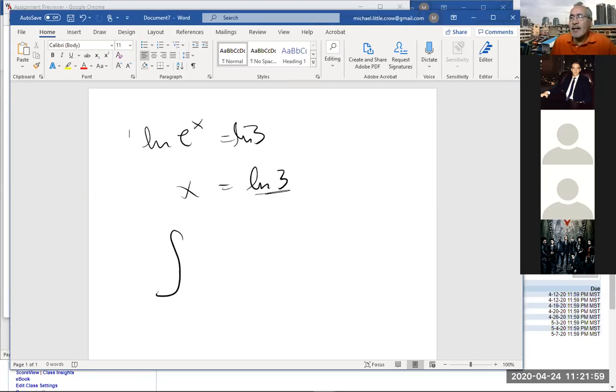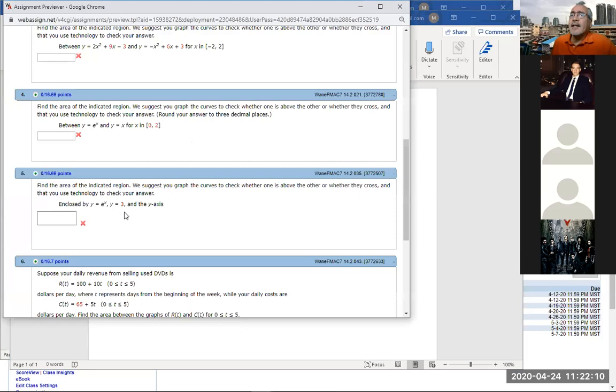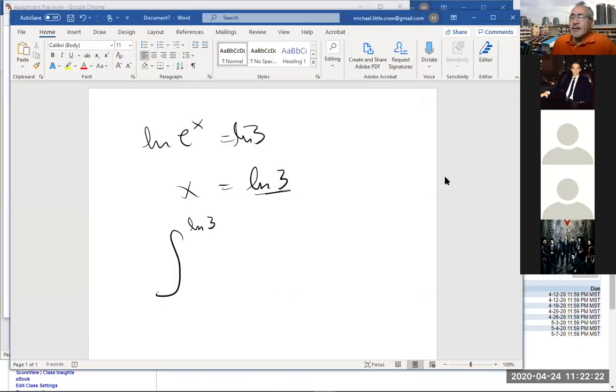And what we're getting is the interval of integration. So the ln of 3 goes here, and usually they're going between the y-axis. Here they're saying x equals 0. When they say y-axis, they're saying x equals 0. So once you find the point of intersection, we're going from 0 to the point of intersection, natural log of 3.